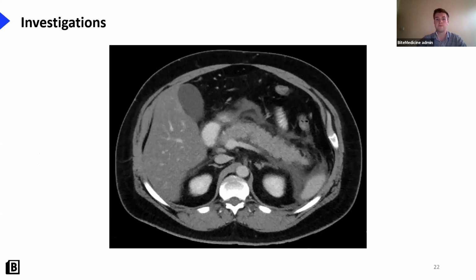And I've just got an example here for you guys to look. So hopefully you'll be able to see my mouse, but if not, the pancreas is in the middle of this CT slide, and just slightly surrounding it, we have this dull layer of fluid.